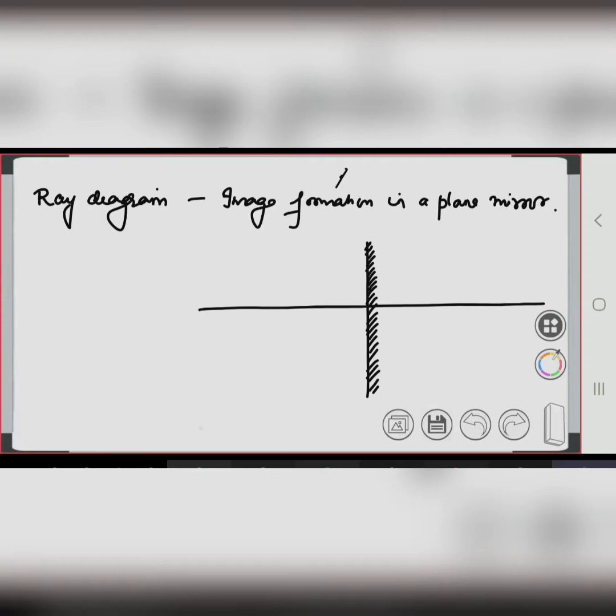So we draw an object right in front of the mirror. Okay, so this is my object. Let's call it A, B. This imaginary line which I have drawn is called the principal axis.